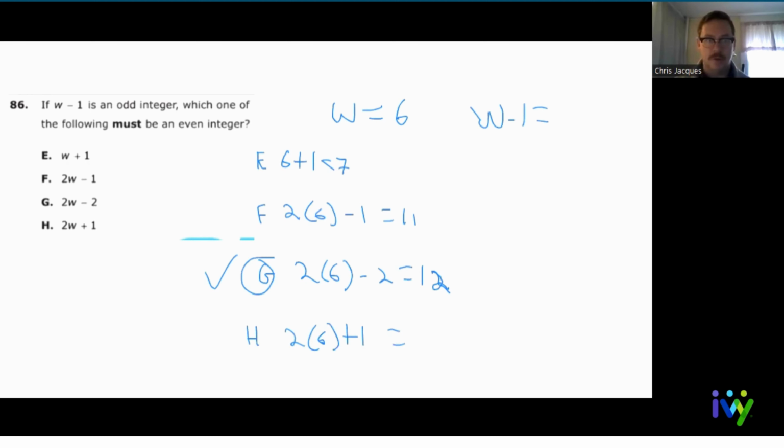So for each of those, we see that E does not work, F does not work, and H does not work, but G does work. And it's just about as easy as that. Now, of course, there will be more complicated questions than this, but this is a good start. And honestly, I think these ones are freebies if you know the rules.